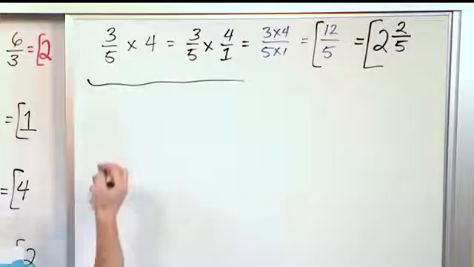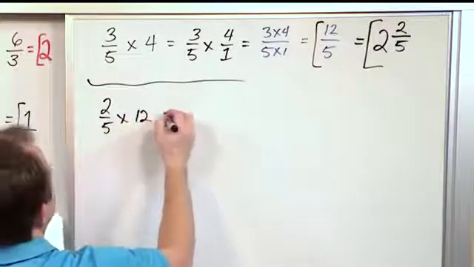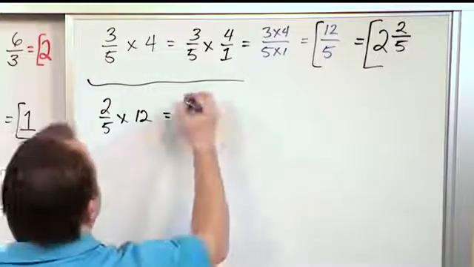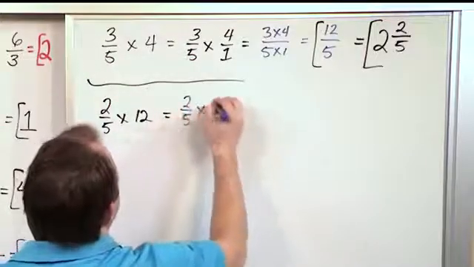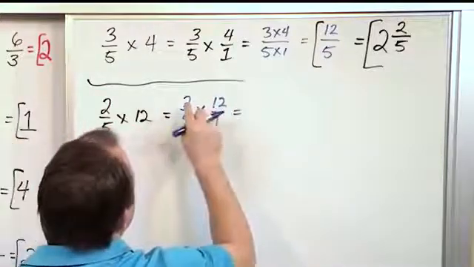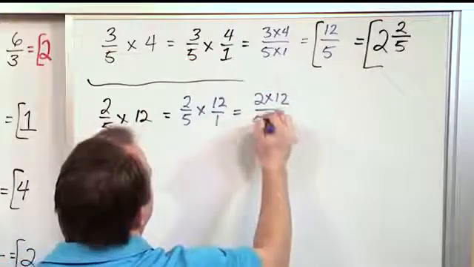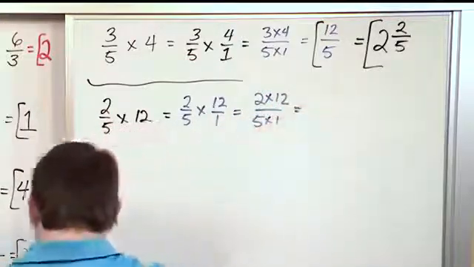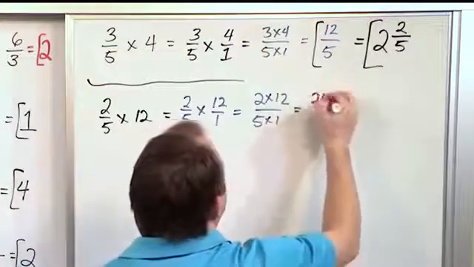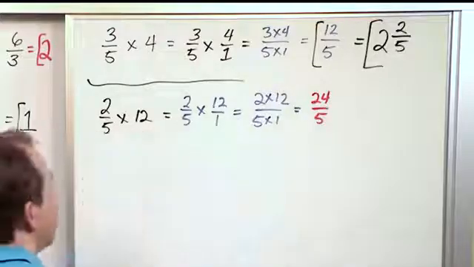Okay? Now what if we have 2/5 times 12? We want to do that one. So we have the same sort of thing. We take 2/5 times 12 over 1. We write the whole number as 12 over 1, 2 times 12 on the top, and 5 times 1 on the bottom. Now, if you remember from your multiplication tables, 12 times 2 is 24 on the top, and 5 times 1 is 5 on the bottom. So you get 24 over 5.